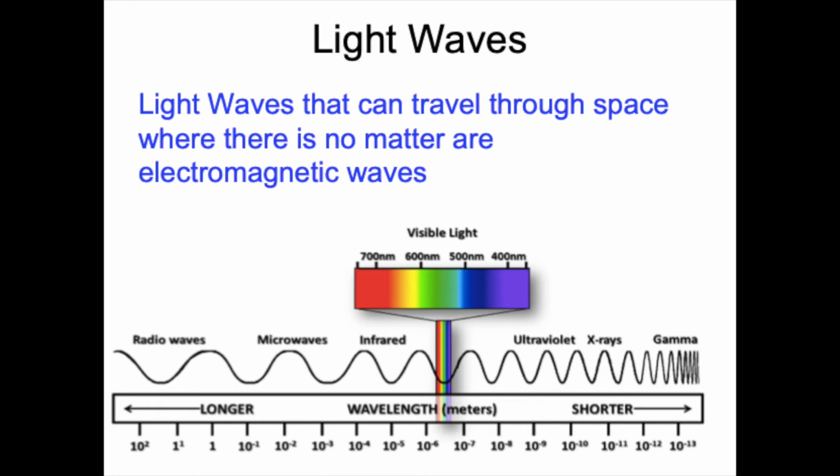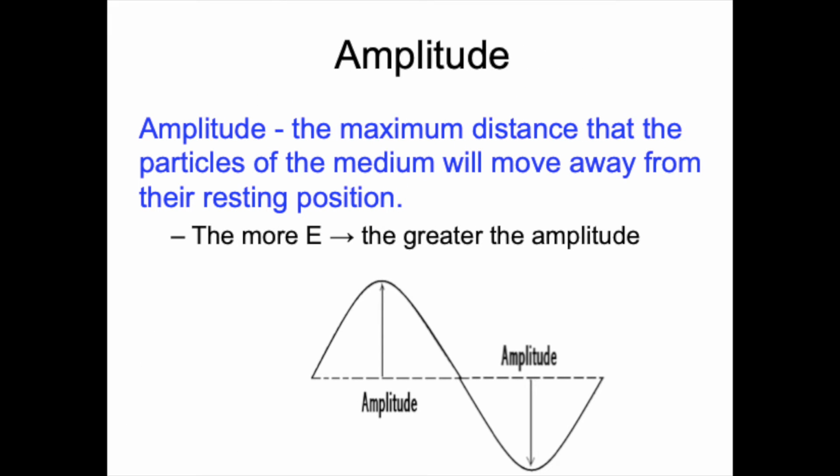It starts all the way over to the left, as you can see, with radio waves. Then you have microwaves, infrared. Then there's visible light, and then we have UV, which is ultraviolet. Then we have our X-rays, and then our gamma rays. If we look at our properties of waves, we can start with amplitude. The amplitude is the maximum distance that the particles of a medium will move away from their resting position. As you can see on the graphic, it's the highest part of the peak and the lowest part.